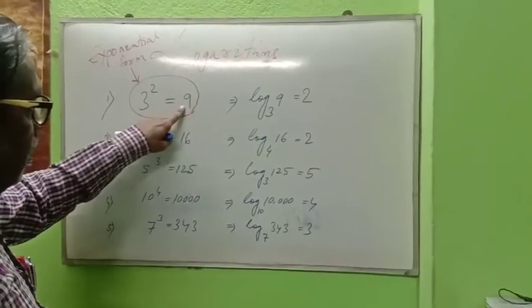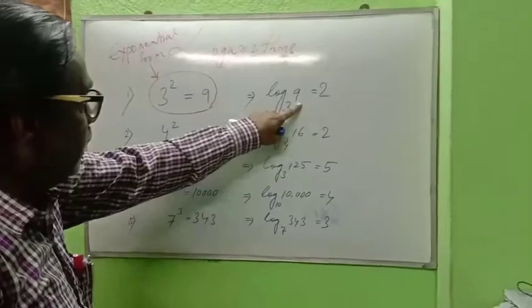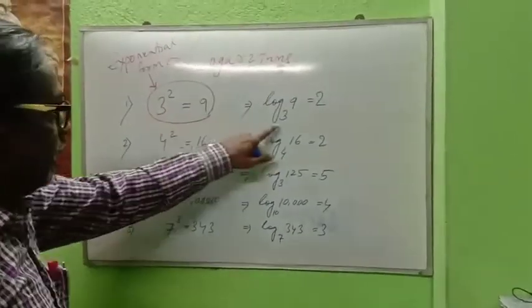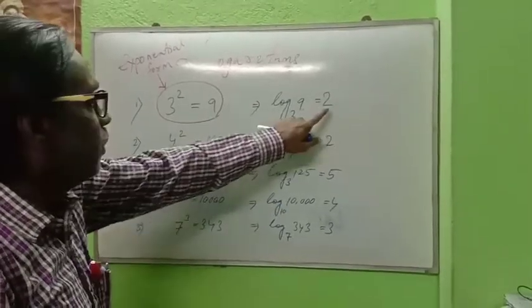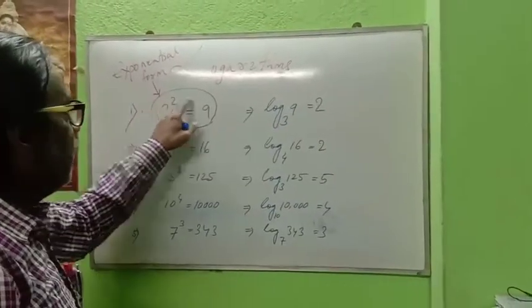If I write log of 9 base 3, it is equal to 2. This is the exponent. This power will go that side.